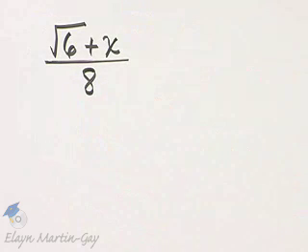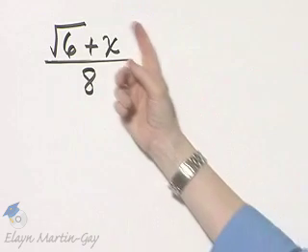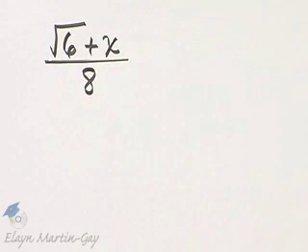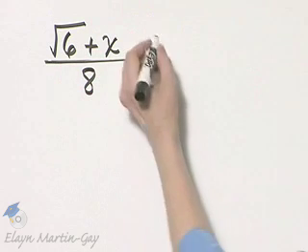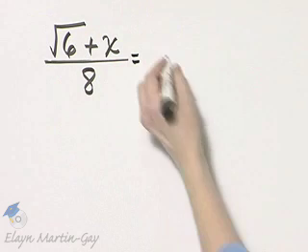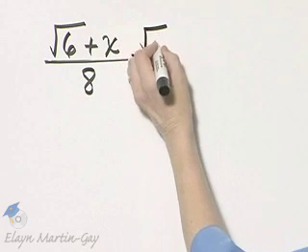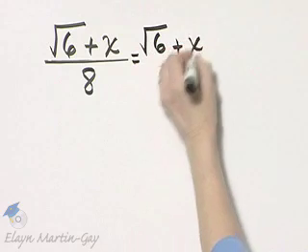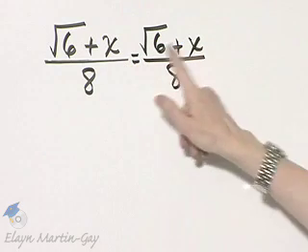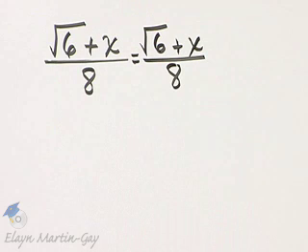Now, rationalizing the numerator simply means we want to write this as an equivalent expression, but without a radical in the numerator. And we do this the same way as for rationalizing the denominator. I will rewrite this. It's the square root of 6 plus x all over 8. Study the numerator. You can think of this as a binomial. And to rationalize the numerator, then we multiply numerator and denominator by the conjugate of the numerator.